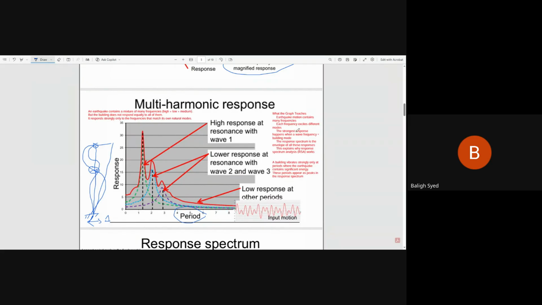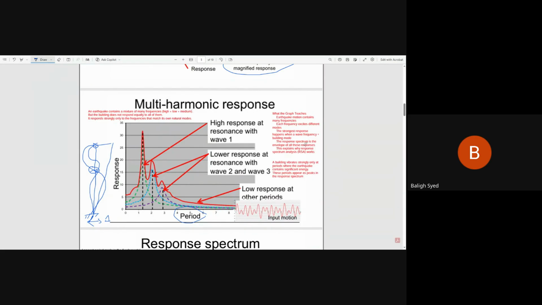And then the strongest response happens when the wave frequency is equal to the building mode. Let's say the structure has some kind of inherent natural frequency. If that frequency is hit by the externally applied frequency, then the structure is going to respond to that frequency, right? And that will be a resonant frequency as well.